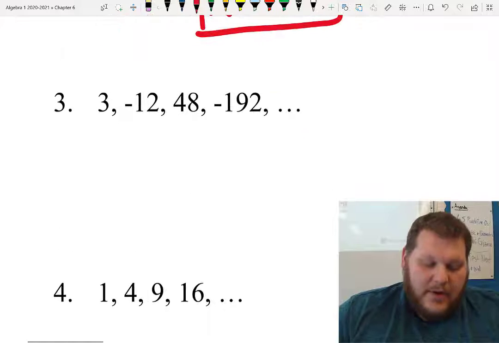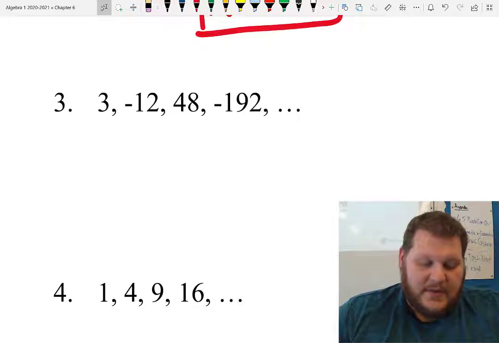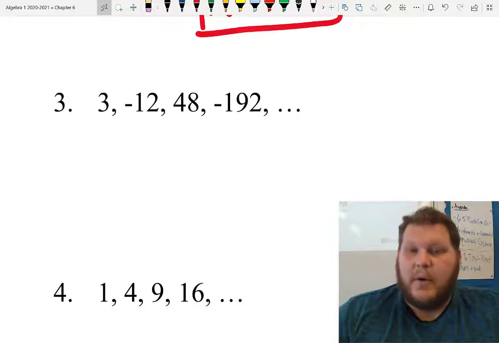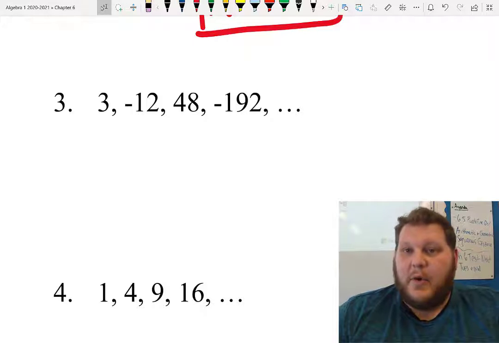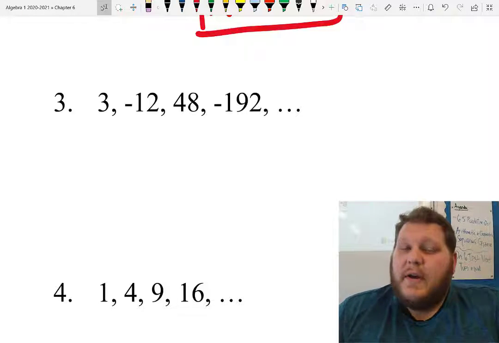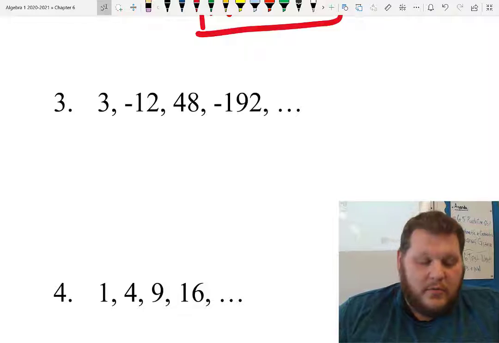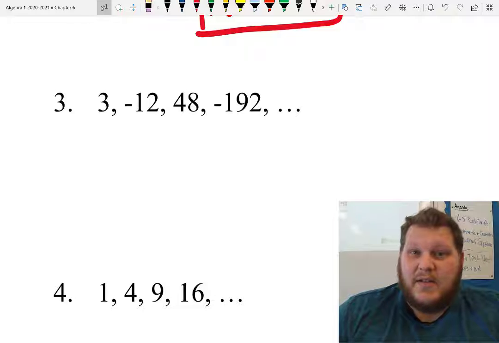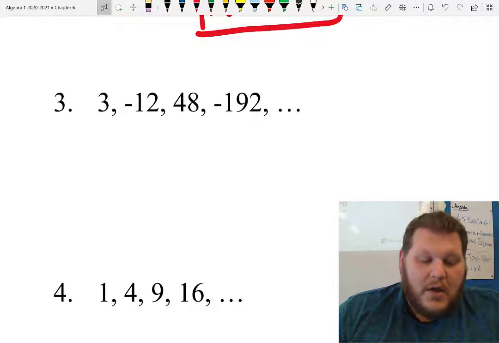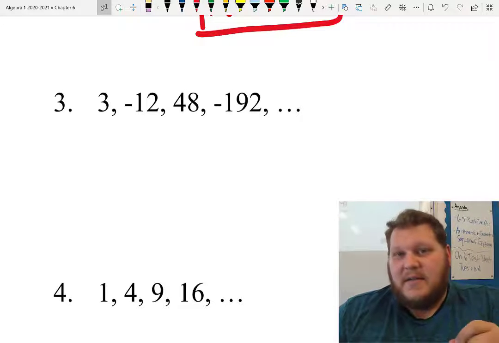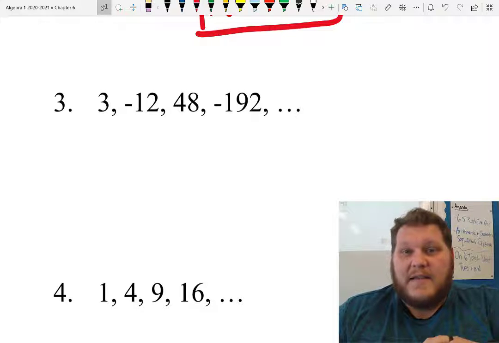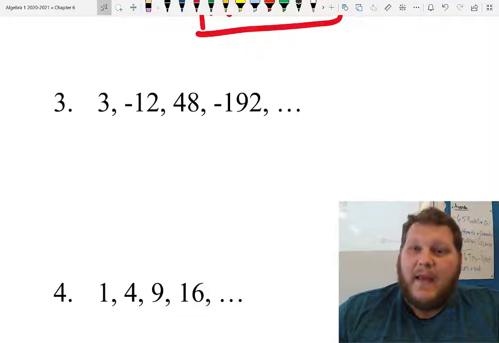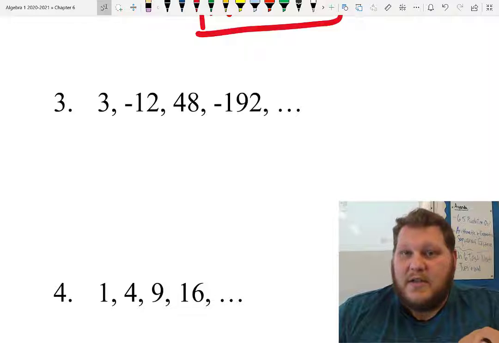Okay. Number 3, here our sequence is 3, negative 12, 48, negative 192. I know we talked about this in the gizmo, but the thing that you should pick up on that's a little more unique than we're used to seeing, we have an alternation of signs. We're going back and forth between positives and negatives. So right off the bat, that should eliminate arithmetic for us, because if we're adding the same thing or subtracting the same thing, our signs are not going to be flip-flopping back and forth.